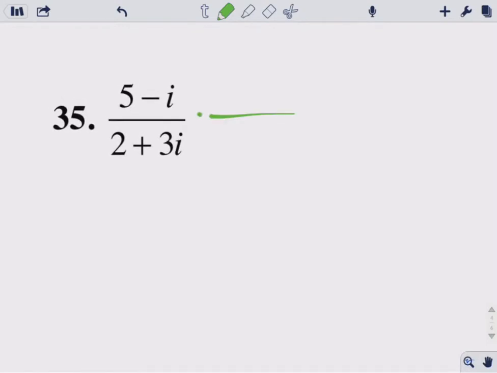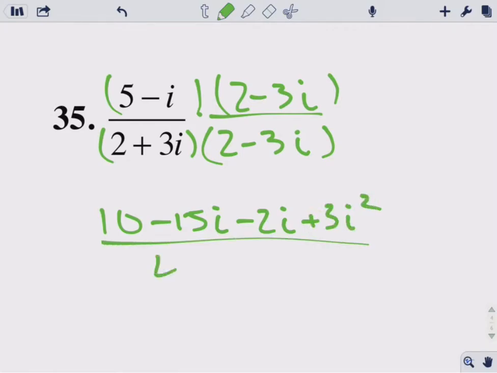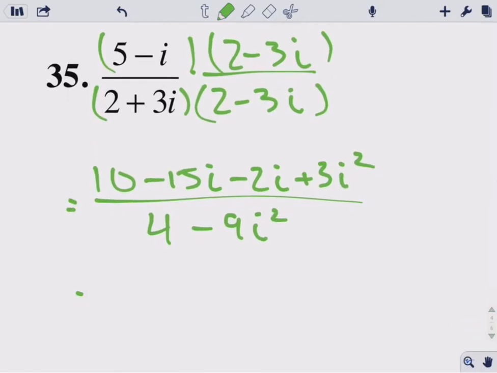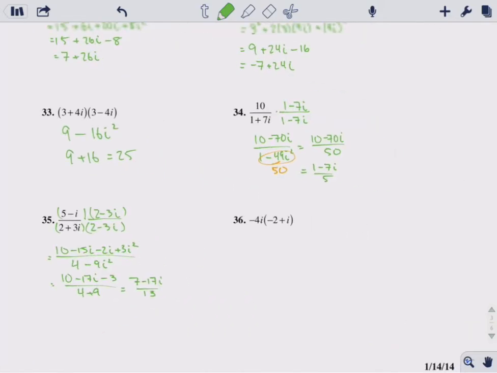Same thing here. The conjugate of the denominator is 2 minus 3i. FOIL on the top and the bottom. So I'll get 10, outside is minus 15i, inside is negative 2i, last is plus 3i squared. The bottom is the difference of squares. So we get that. A little more simplification. So I get 10, I get minus 17i, i squared is negative 1, so that's minus 3. Remember, i squared is negative 1, so that's plus 9. So I get 7 minus 17i over 13, and that's as far as you can take it.